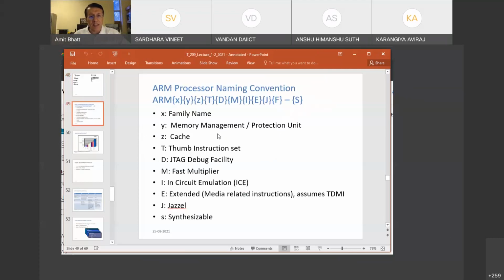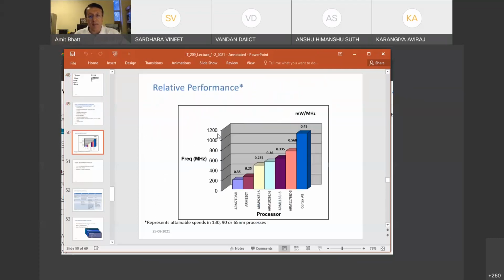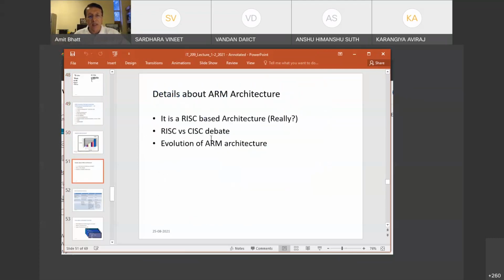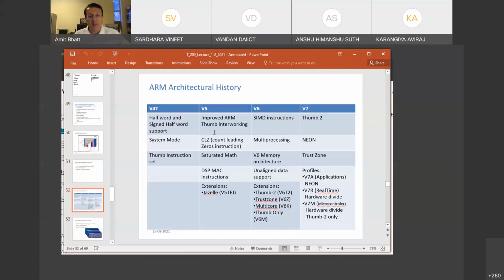Now, I'm skipping some slides and I will come back to them later. We already talked about this. Now, here is what I have written about ARM architectural history.